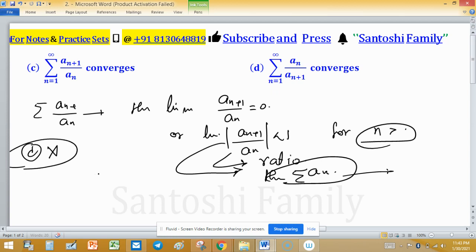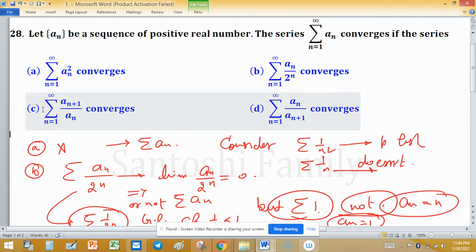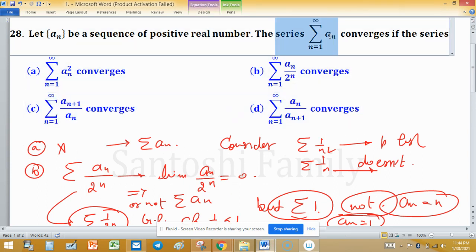We have the ratio test in two formats, or we normally write it in two types. If we see the limit as n tends to infinity of u_n upon u_(n+1), then this limit should be greater than 1 for convergence. If we see the limit of u_(n+1) in the numerator and u_n in the denominator, then this should be less than 1 for convergence. Otherwise we have divergence. So option C is true here. It means if this converges, then this series also converges.